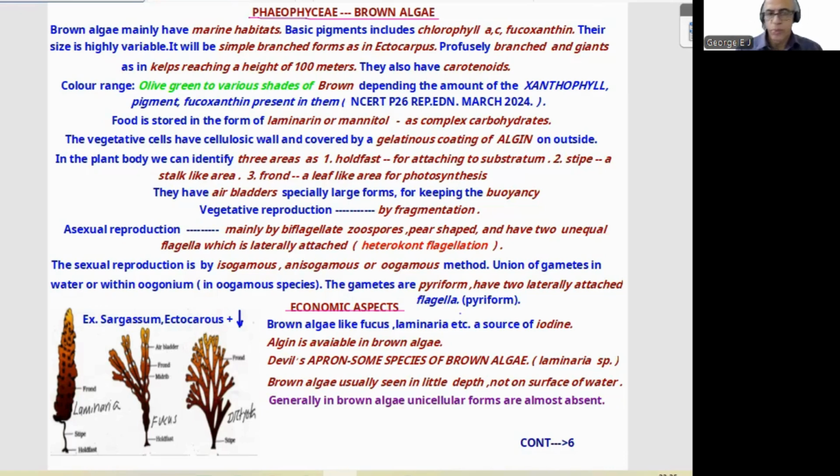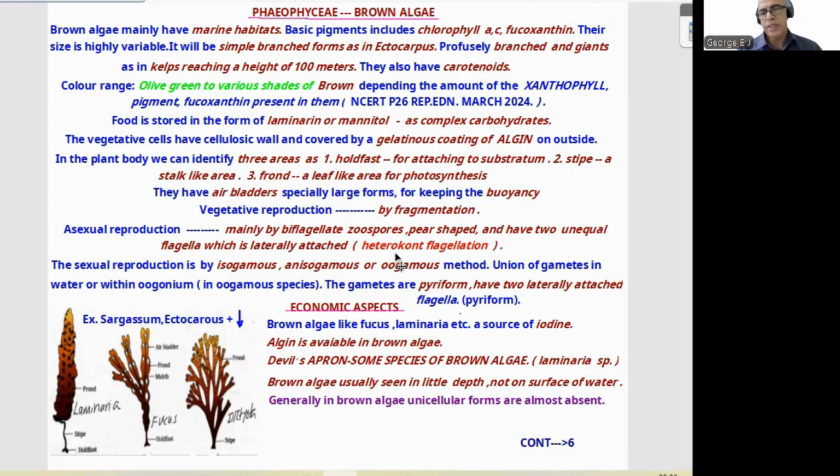Now comes vegetative reproduction. It will normally be by fragmentation. Asexual reproduction is mainly by biflagellate zoospores, pear shaped, and they have two unequal flagella, which are laterally attached. This type of flagellation is called heterokont flagellation. In Bioclassification we will be learning it.